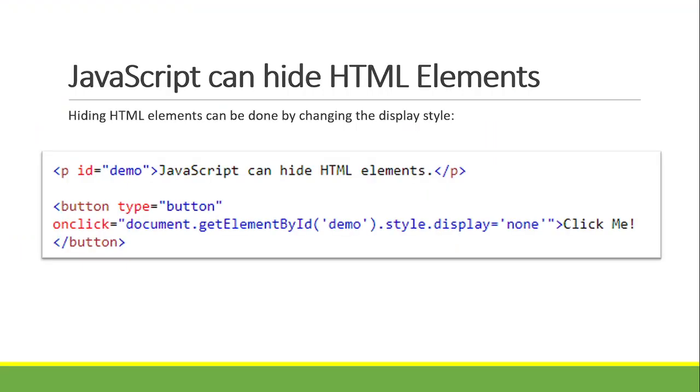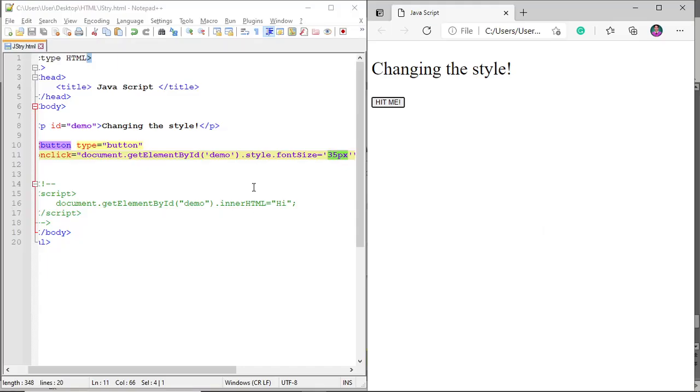Next one is JavaScript can hide HTML elements. Hiding HTML elements can be done by changing the display style. So in this example, meron tayong paragraph. So JavaScript can hide HTML elements, and the button, so sa onclick naman ang ginawa is document.getElementById, so same, but the style display will be none. Let's try it.